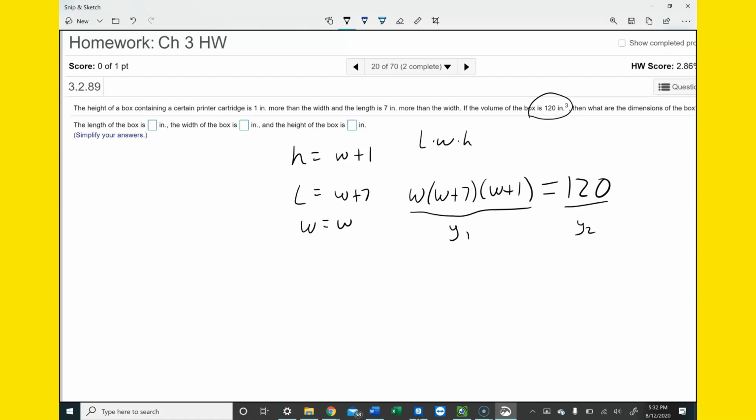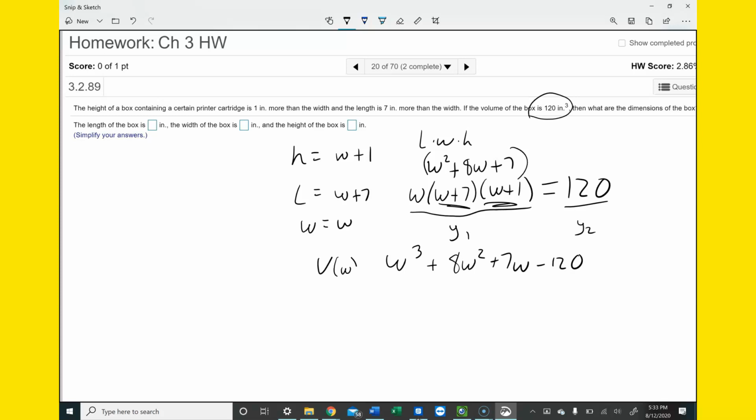We could go ahead and expand everything, which is what I'm going to do. I'm multiplying the w plus 7 and the w plus 1. That's w squared plus 1w plus 7w, so that's plus 8w plus 7. And then multiply that by the other w, and that's going to be w to the third plus 8w squared plus 7w, and I'm going to go ahead and move my 120 over, minus 120.